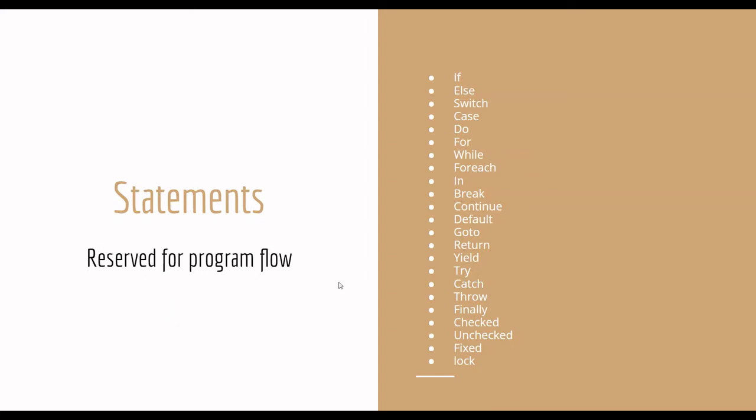Now there are the statements. Statement keywords basically shape the whole program flow, for example if you're using an if-else situation, a switch case, or a loop such as while or foreach, or you are using break and continue. You can't use these as identifiers because they're also reserved by the C# compiler, and those are called statement keywords.